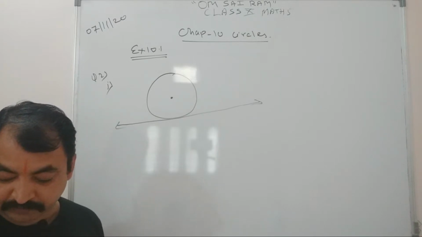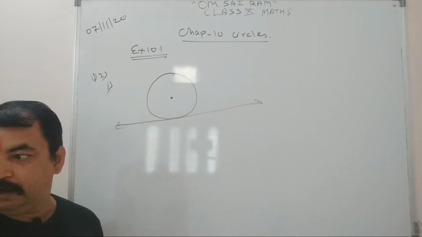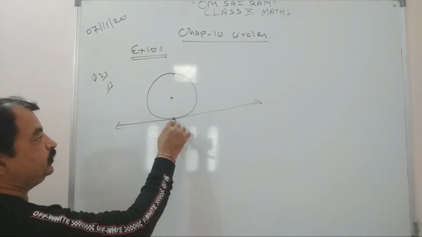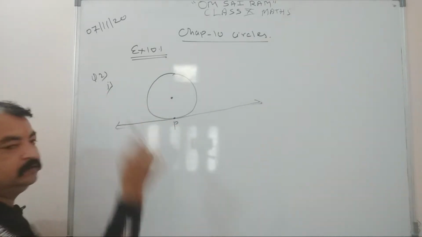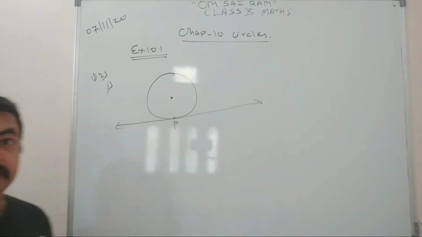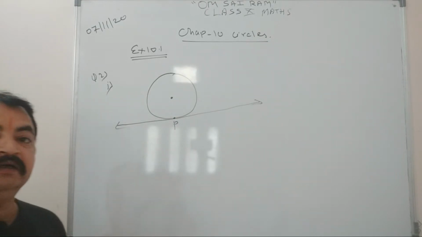Yes, children, I am waiting for your answer. At how many points does it intersect? Raj Singh, only 1 point. Very good. See the position also you can see, children, here. So, the first answer for the first fill in the blanks is: a tangent to a circle intersects it at one and only 1 point.